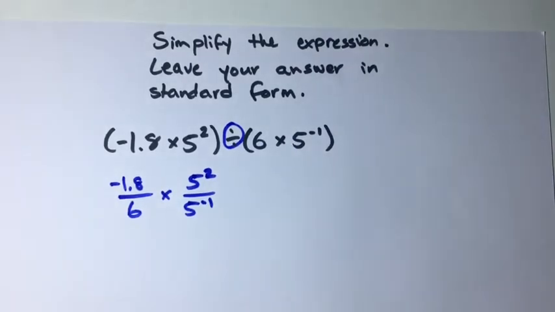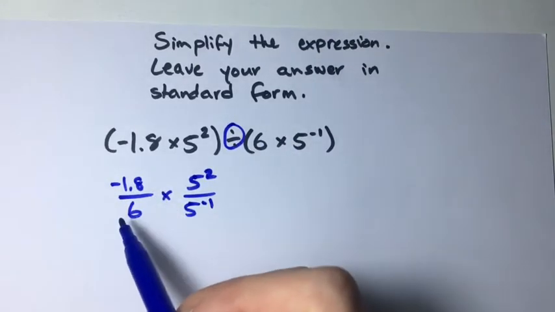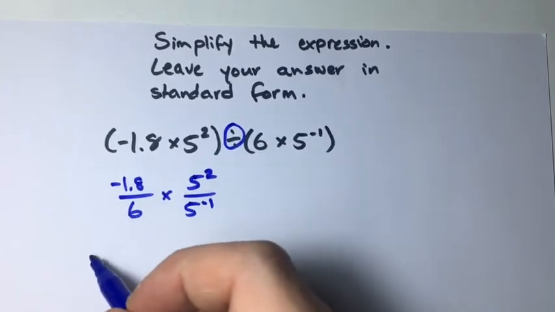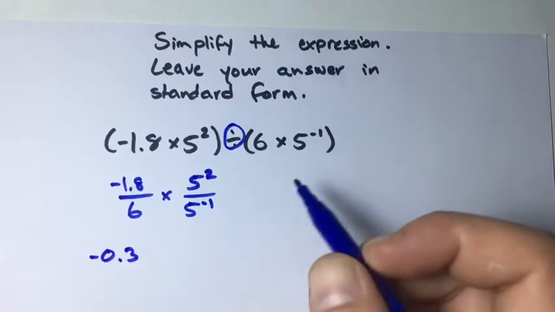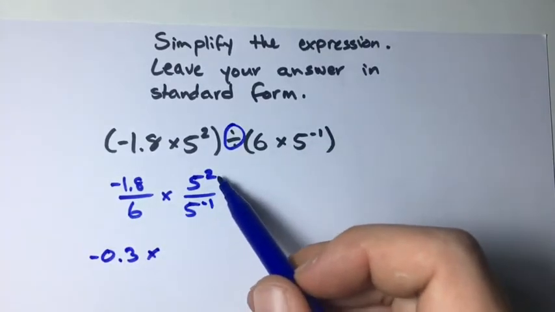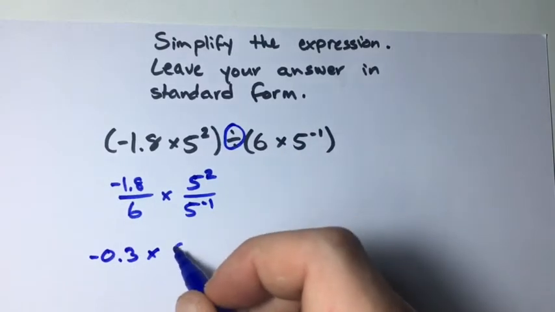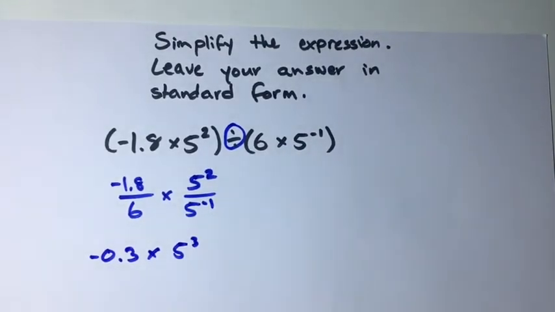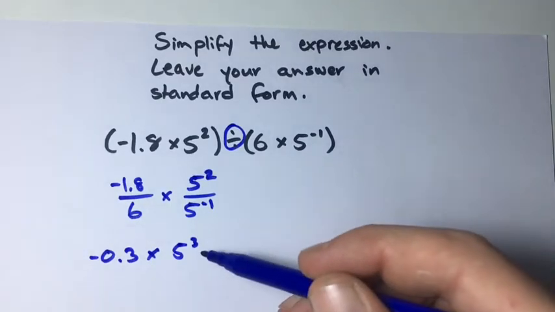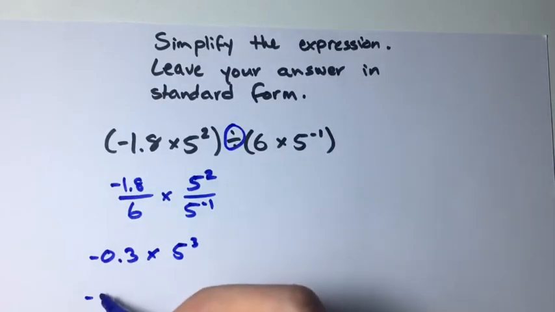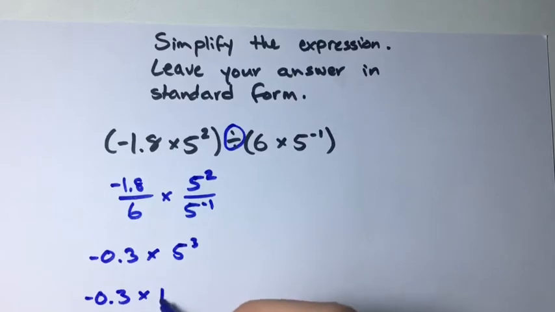So if we work this out, negative 1.8 over 6 is negative 0.3 times 5 to the power of 2 over 5 to the negative 1 is 5 to the power of 3. Now, let's go ahead and work this out here. So we end up with negative 0.3 times 125.